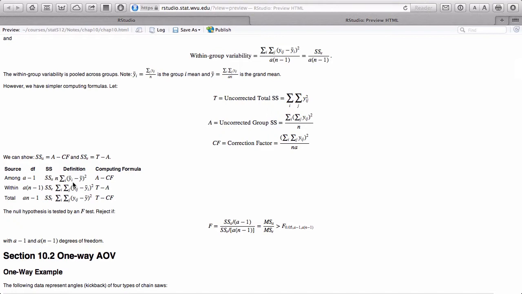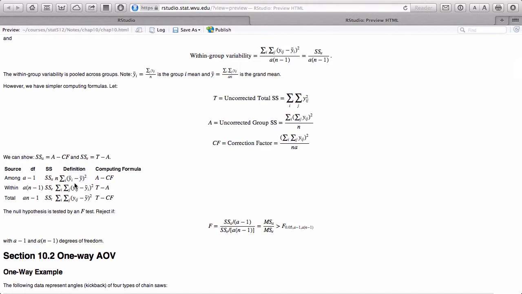What is important to understand, and one of the reasons it's important to see this formula, is that under the null hypothesis, the y bar sub i's should all be about the same. And therefore, they should be about equal to y bar. So therefore, those sums of squares of deviations should be small under the null hypothesis. And that's the intuition behind it.